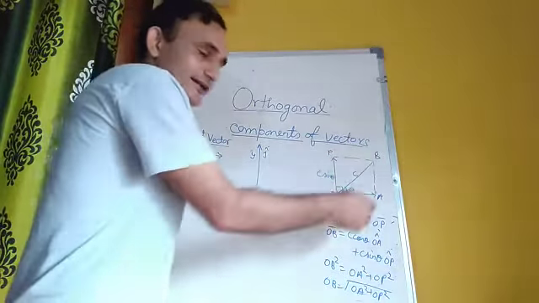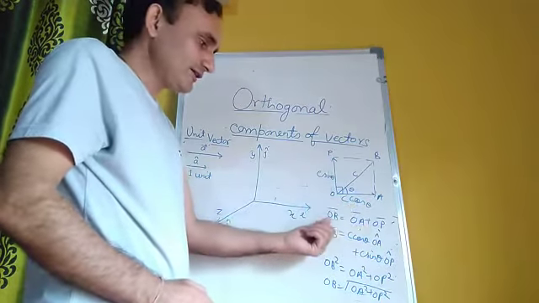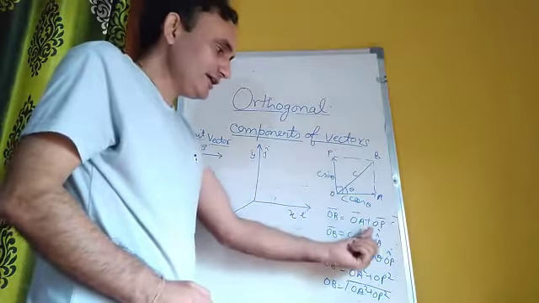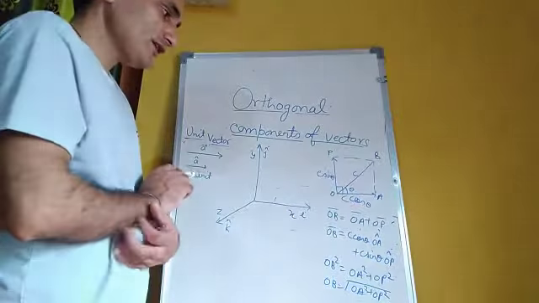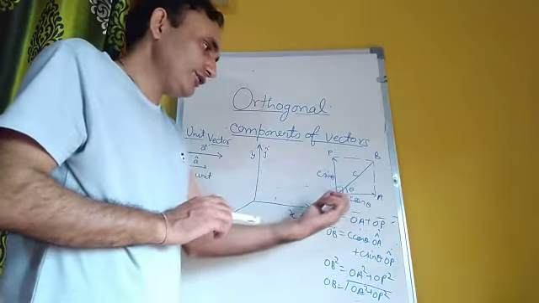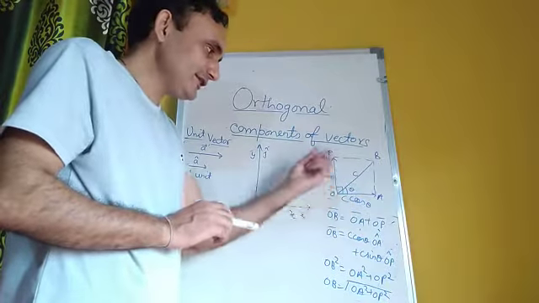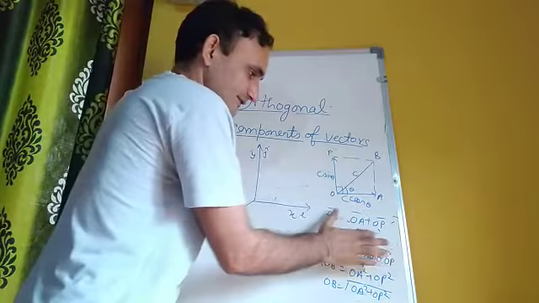Now we know that OB is equal to OA plus OP with a vector sign, not without a vector sign. Without a vector sign this is not true, but with the vector signs, above OB we have a vector sign, above OA we have a vector sign, and above OP also we have a vector sign. So vector OB is the sum of two vectors OA and OP. Now we can put in the values. OA is c cos theta, as we did in the last video, and similarly OP is c sin theta.